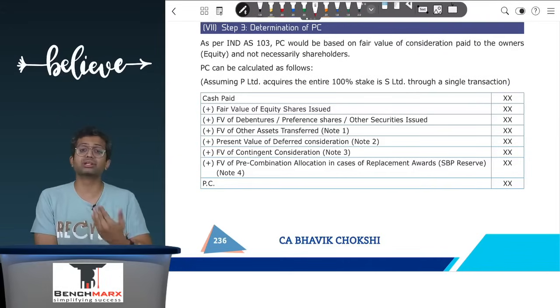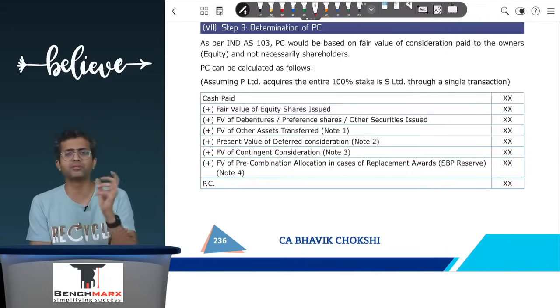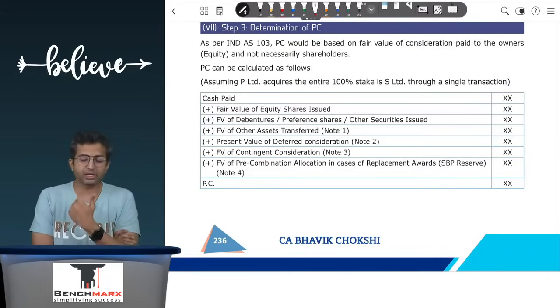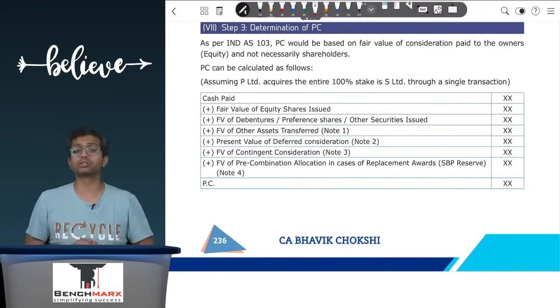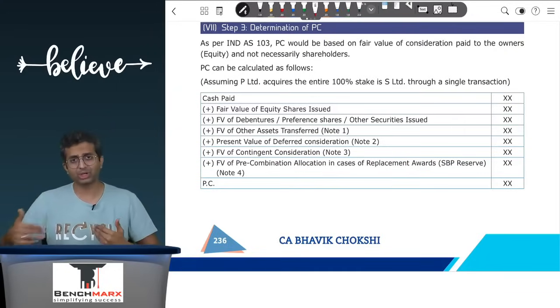Then there is something called contingent consideration. The difference between deferred consideration and contingent consideration is that deferred consideration has to be paid, it is just a matter of time, whereas contingent consideration may or may not be paid. So in such a case, contingent consideration has to be recorded at fair value as on the acquisition date, and subsequently, can the fair value change?